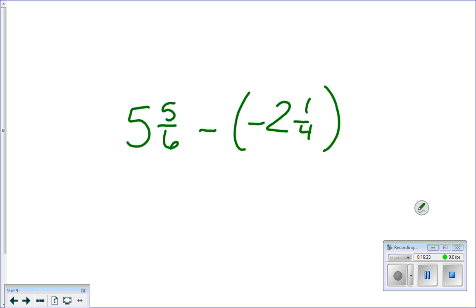Use for denominator. You could. What else could you use? 4 and 6. You could use 12. Okay. Good. Okay.